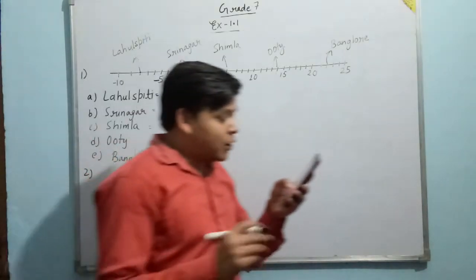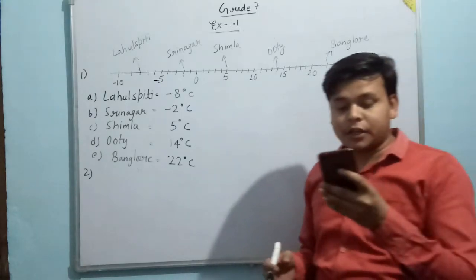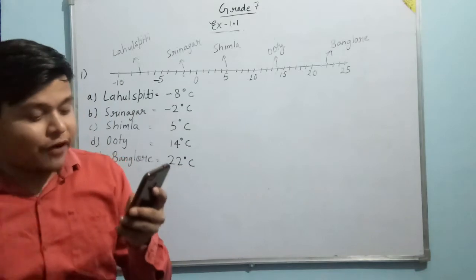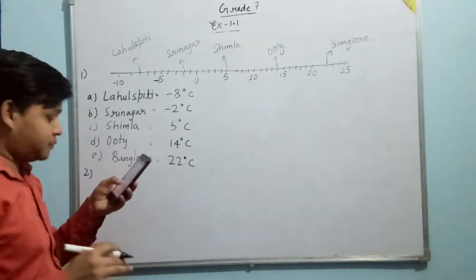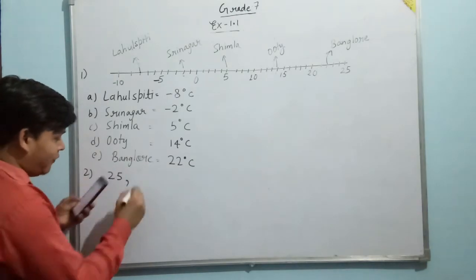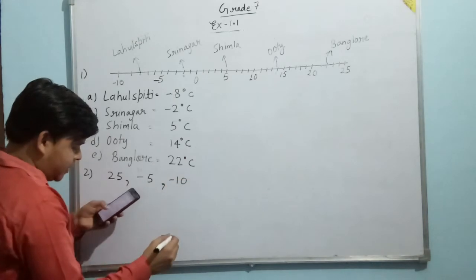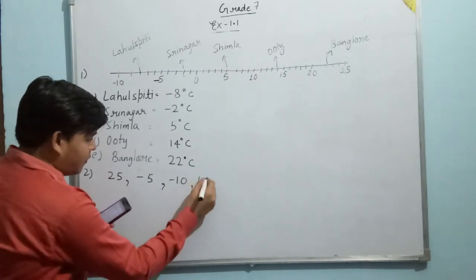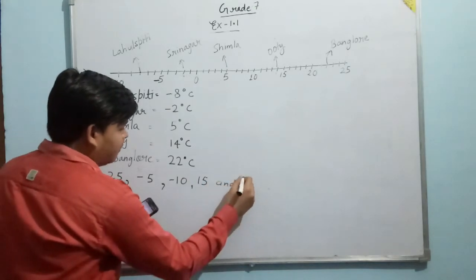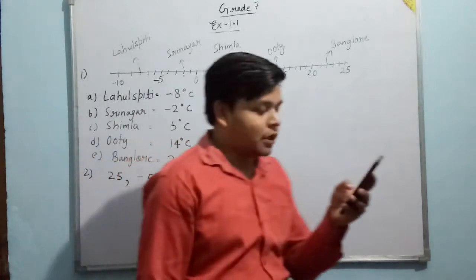In a quiz, positive marks are given for correct answers and negative marks are given for incorrect answers. So if Jack's scores in 5 successive rounds were 25, let's note them down: 25, -5, -10, +15 and +10. So the question is, what was his total at the end.